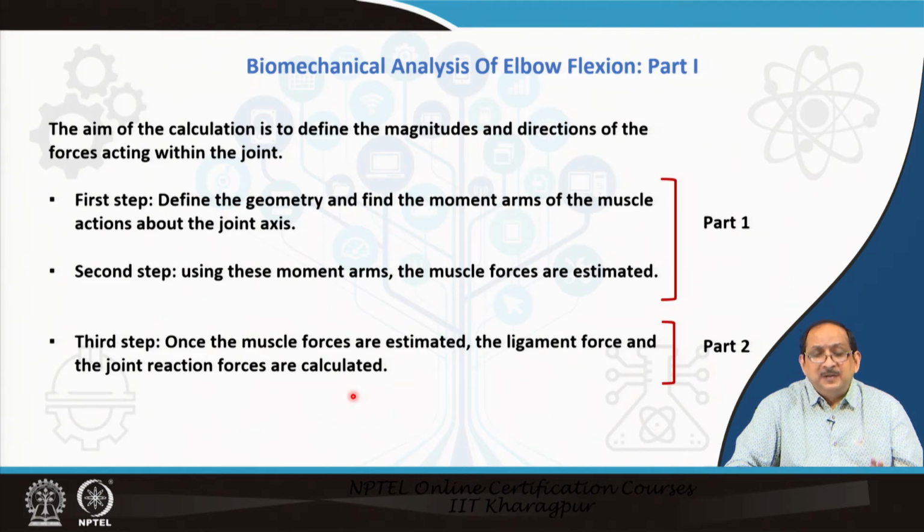So, as a first step, we define the geometry and find the moment arms of the muscle activity about the joint axis. Then, in the second step, using these moment arms, we calculate the muscle forces. Rather, the muscle forces are estimated. And in the final third step, once the muscle forces are estimated, the ligament force and the joint reaction forces are calculated based on the output of part 1.